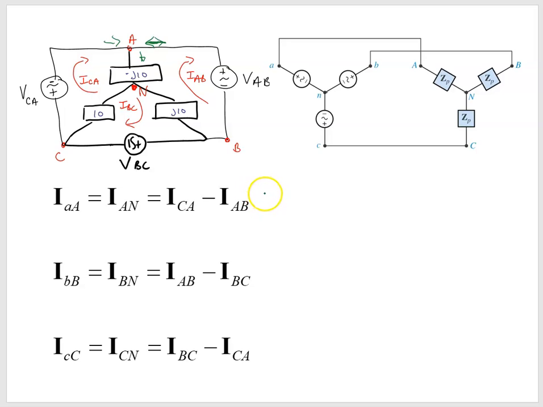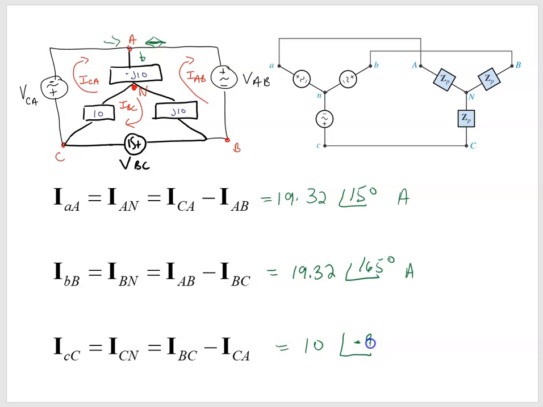So when we plug in what we solved for here, what we should get is that this is equal to 19.32 angle 15 degrees. This is equal to 19.32 angle 165 degrees, of course, RMS amperage. And then our ICC is equal to 10 angle negative 90 degrees amps.